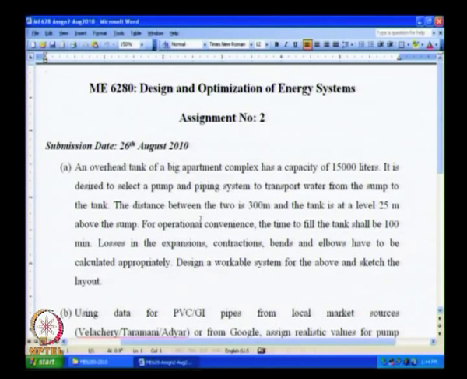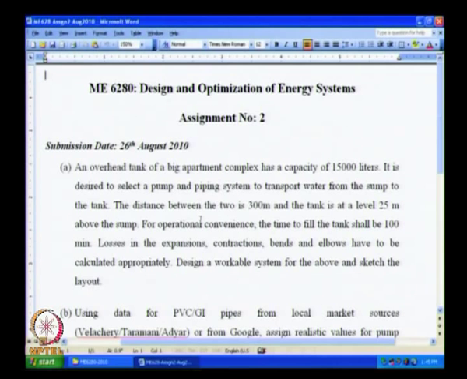It is desired to select a pump and piping system to transport water from the sump to the tank. Distance is 300 meters. Tank is at level 25 meters above the sump. Okay, so 25 meters, about 3 stories or whatever. For operational convenience, the time to fill the tank shall be 100 minutes. Losses in expansion, contraction, bends and elbows have to be calculated appropriately.